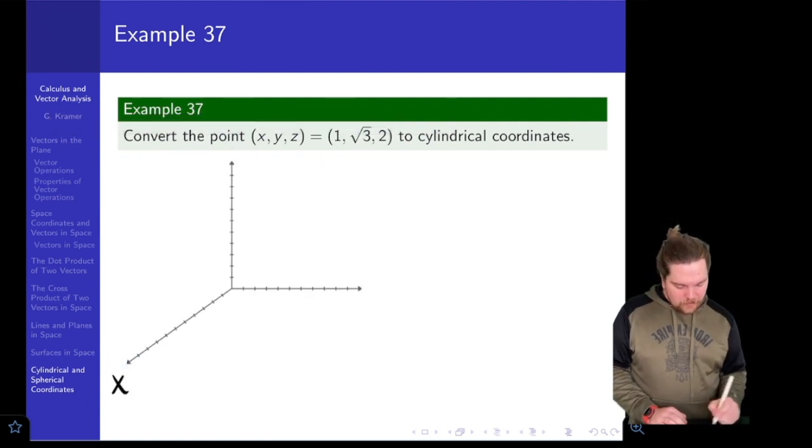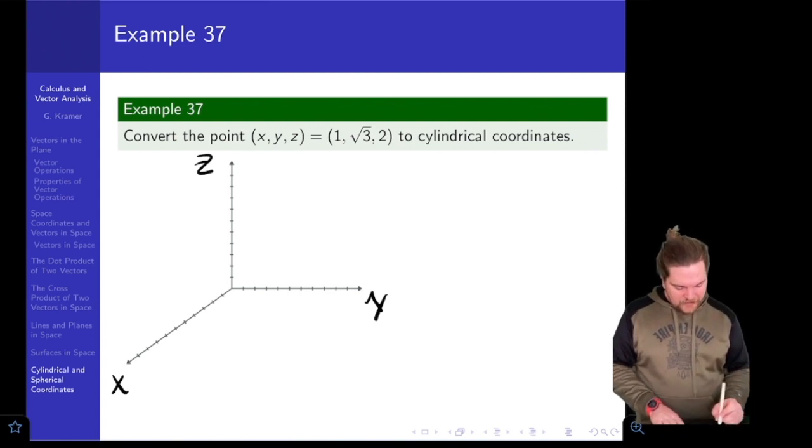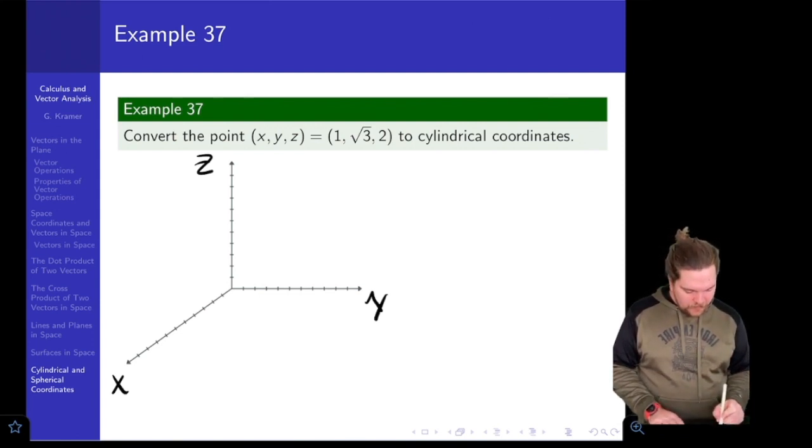So let's draw our coordinate system and label our axes. Our point was the point 1, square root of 3, 2. So we'll come out 1 on the x-axis, we'll come out the square root of 3 on the y-axis, and then we'll go up 2 on the z-axis.